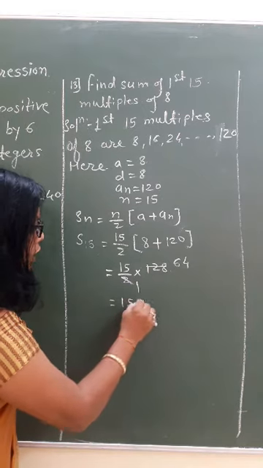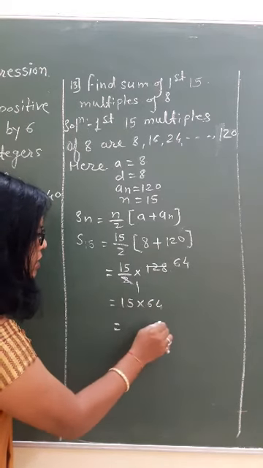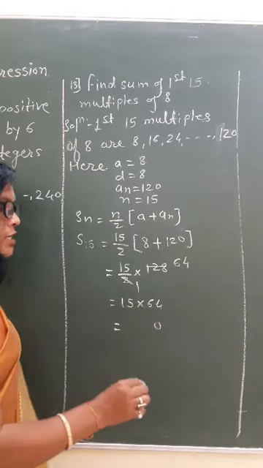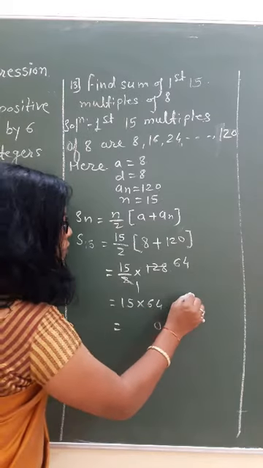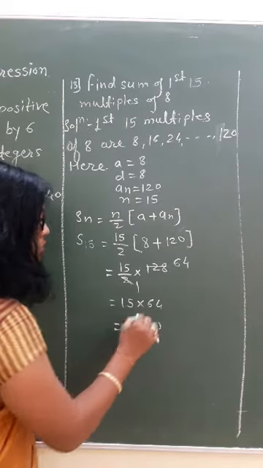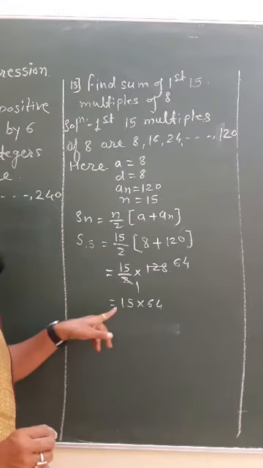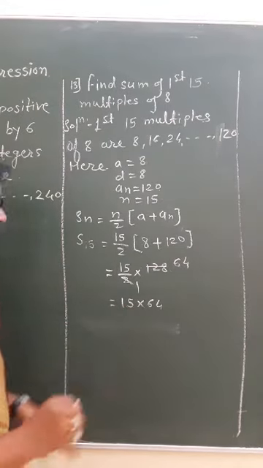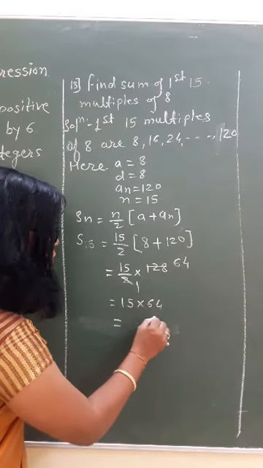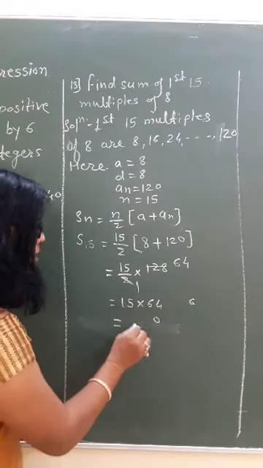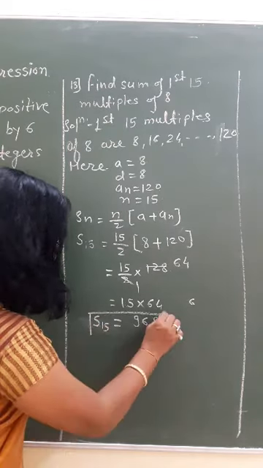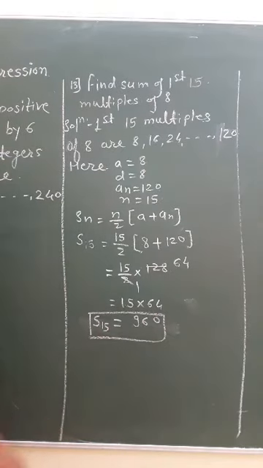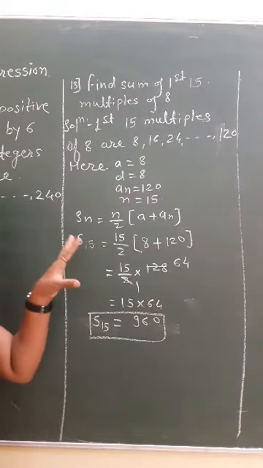So here 15 into 64. We have to multiply: 15 fours are 60, carry 6, 15 sixes are 90, and 90 plus 6 is 96. We got the sum of the 15 terms of the AP as 960, whose terms are the multiples of 8.